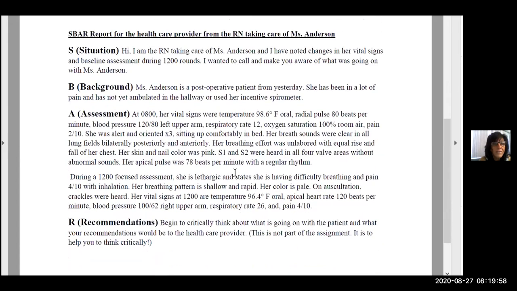So, I'm taking care of Mrs. Anderson, and we're going to change the baseline assessment at 1200. Make sure you're aware. That's a bad note. Post-operative patient. Post-operative for what? Who wrote this? Haley?